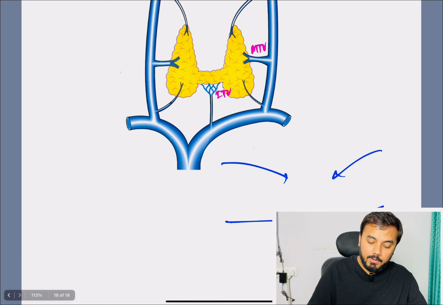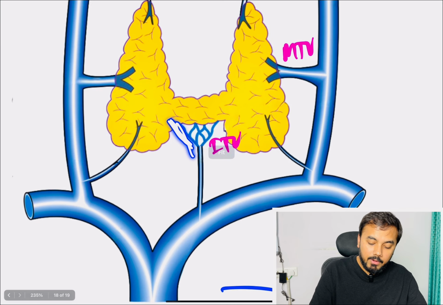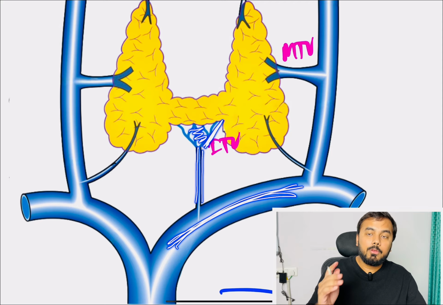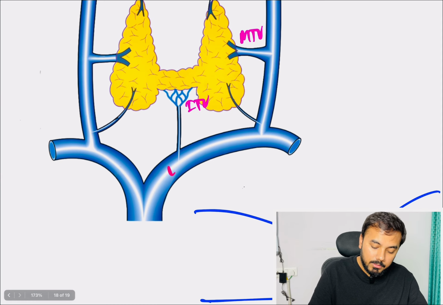Left brachiocephalic vein, just look at this picture here. So you see, this is the inferior thyroid vein on the right side, this is your inferior thyroid vein on the left side. Both of them together form an anastomosis, and as a single vein they are draining into, what is this? This is your brachiocephalic vein, left brachiocephalic vein. Let me write it down. This is your left brachiocephalic vein.